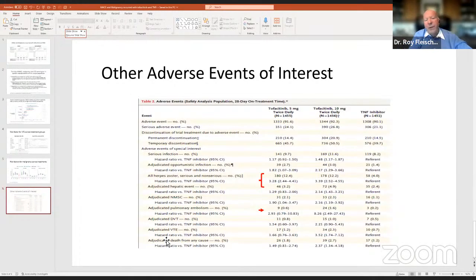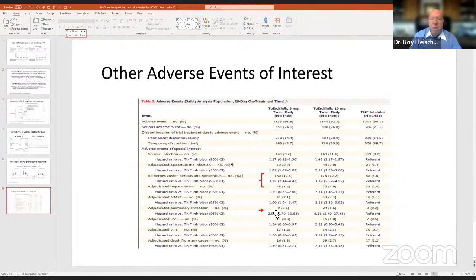And these are adverse events of interest, and I show this, and I know it's very difficult to see. It's almost impossible for me to see. But TOFA 5 milligrams is the first column, and the only confidence intervals that are over 1 are actually herpes zoster and adjudicated pulmonary embolism, but that was only for TOFA 10 milligrams BID. Everything else was statistically similar between the two.